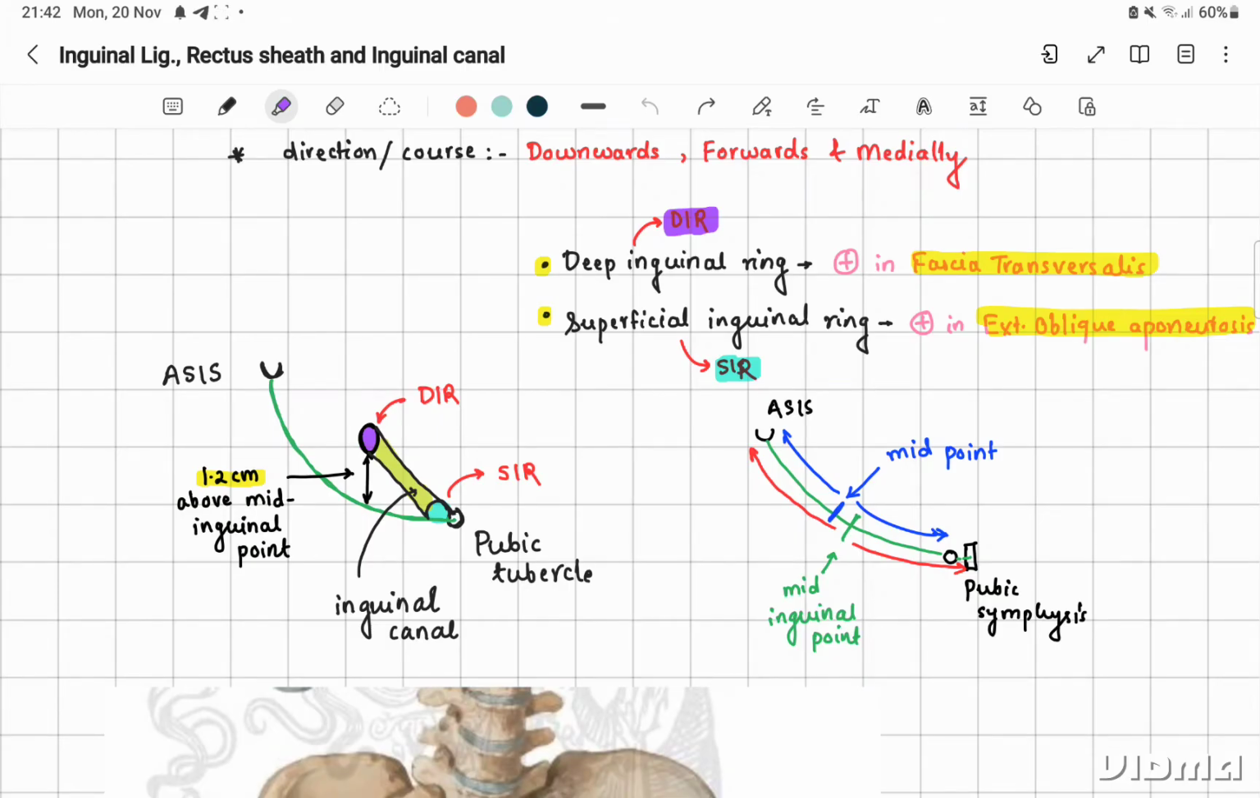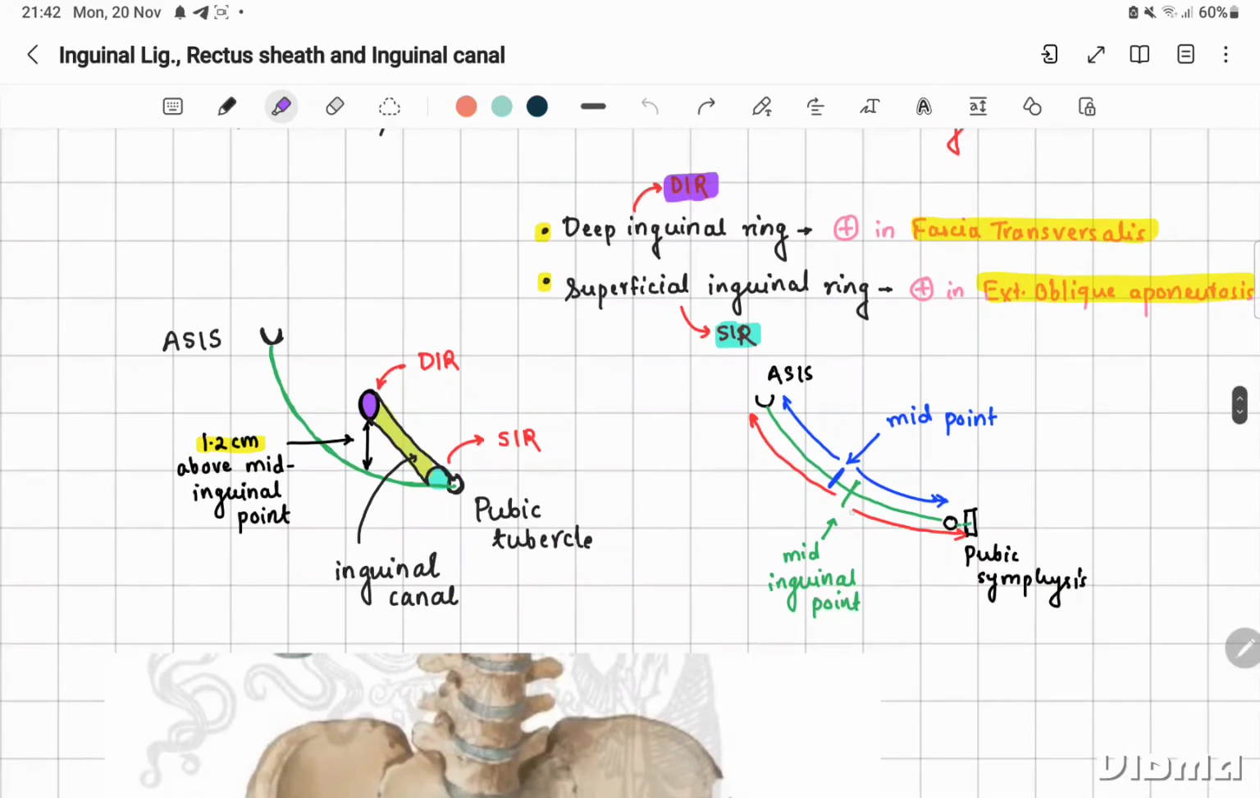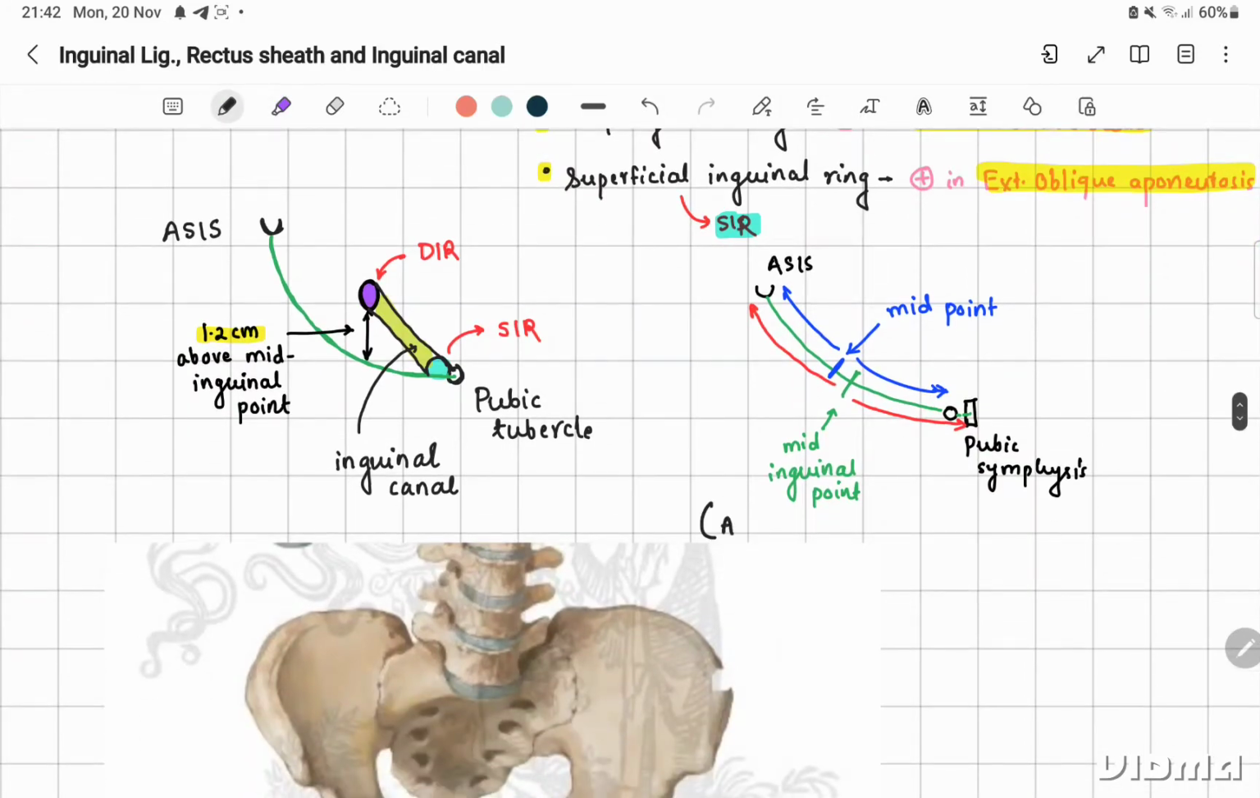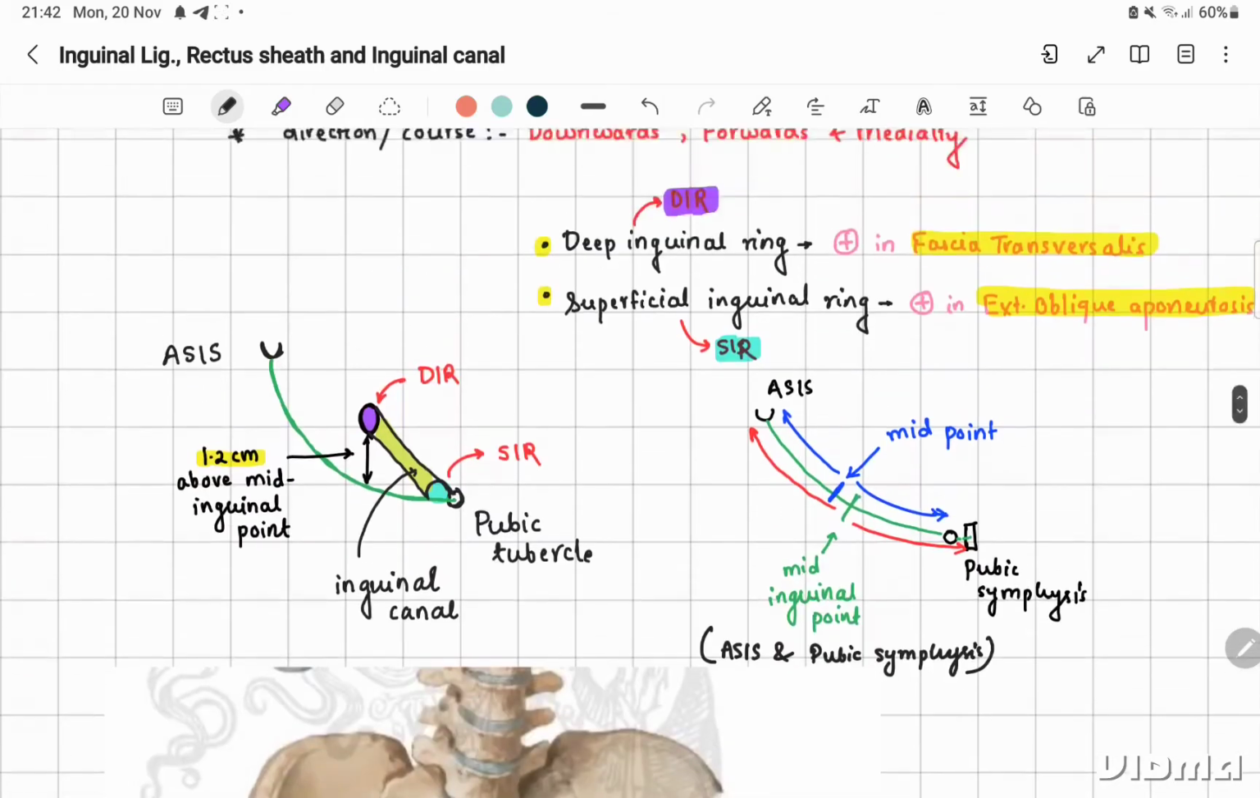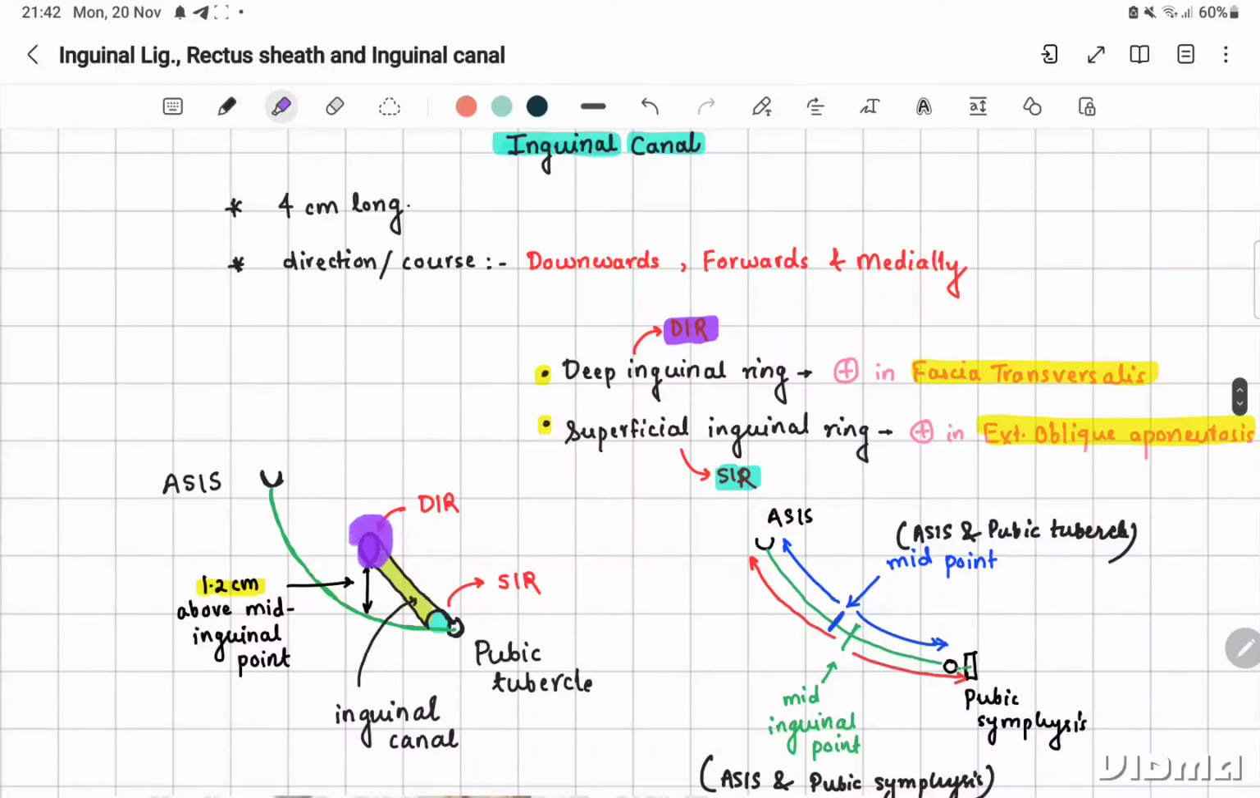It is not the midpoint of the ligament because the ligament is connected to the pubic tubercle. The mid inguinal point is the midpoint between the ASIS and the pubic symphysis, while the midpoint of the inguinal ligament is between the ASIS and the pubic tubercle. Don't get confused. And this is the deep inguinal ring and the superficial inguinal ring. As you are moving forward, you are going to the superficial side.